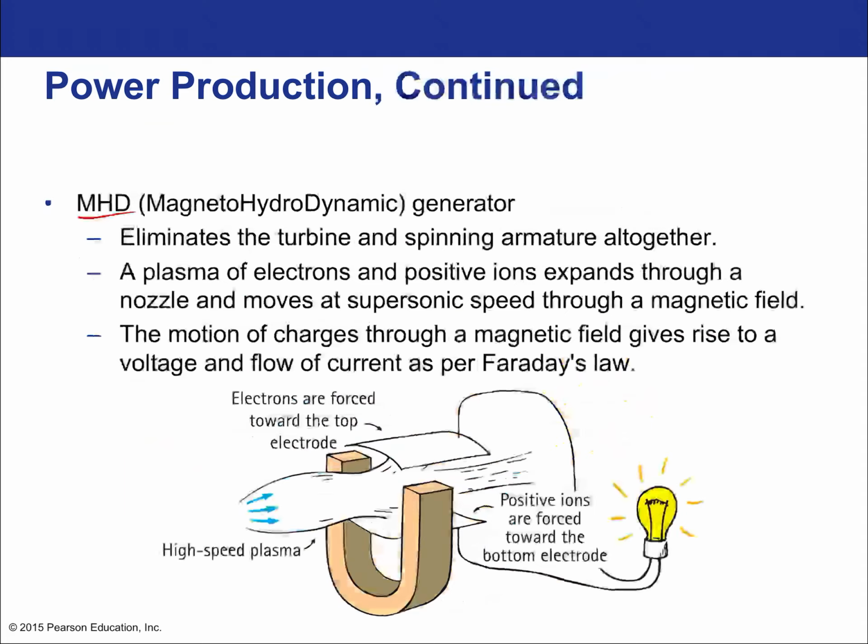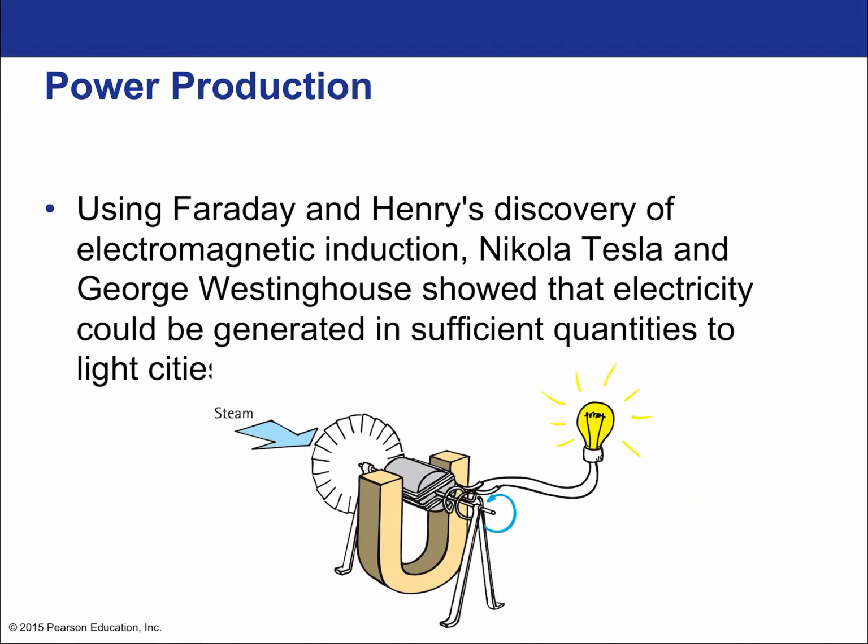The motion of the charges through the magnetic field gives rise to a voltage and flow of current as per Faraday's law. Pretty remarkable. Essentially you just have to have conducting plates, and then the current builds up on those plates. So you don't have to have anything turning. You just shoot plasma through a narrow nozzle, and there you go, right? So you can eliminate a whole source of inefficiency, which is the friction on the actual pivot point, on the axle.